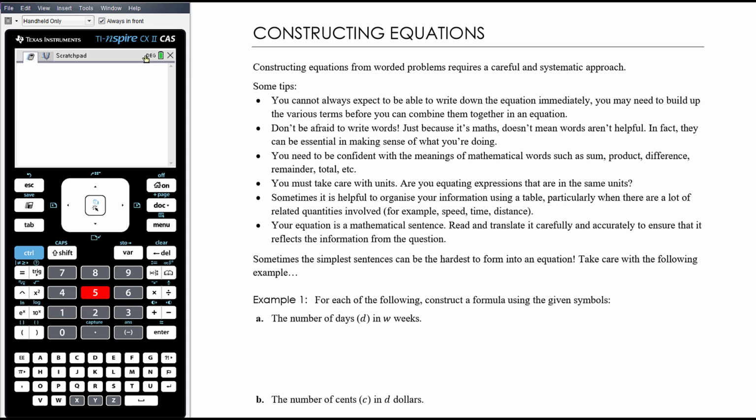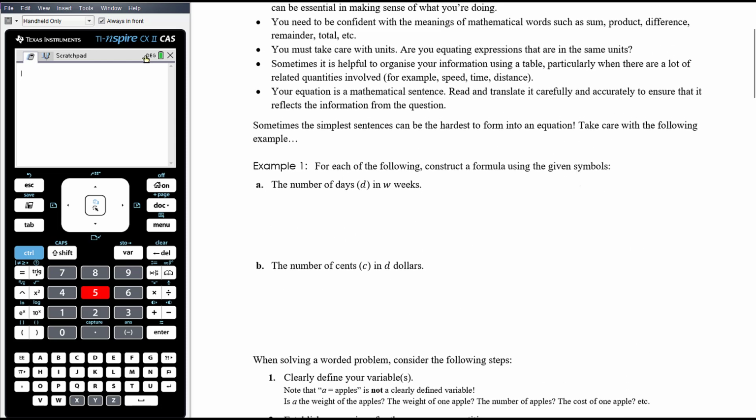Sometimes the simplest sentences can be the hardest to form into an equation. I want you to take real care with these in example 1. I want you to pause the video, have a go at writing down the answers yourself first, and then let's have a chat about them.